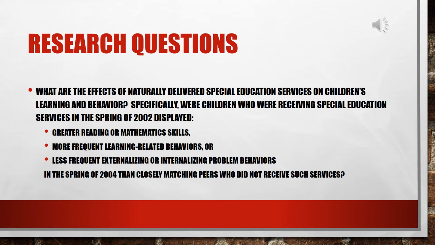This article used propensity score matching to explore the learning and behavior of children who did and did not receive special education services, but who displayed similar propensities to receive these services. Similar propensities were indicated by measures of their health and well-being, family experiences, child care experiences prior to school age, socioeconomic background, prior learning and behavior, and quality of school experiences. The study specifically examined reading skills, math skills, learning-related behaviors, externalizing problem behaviors, and internalizing problem behaviors.